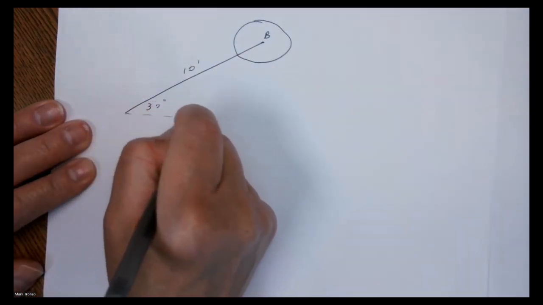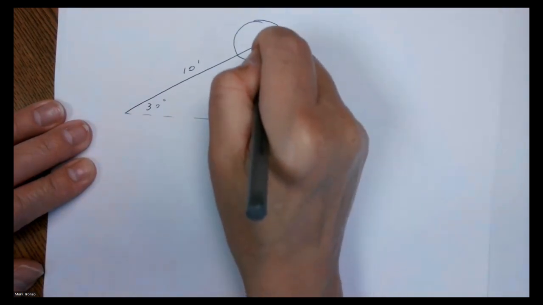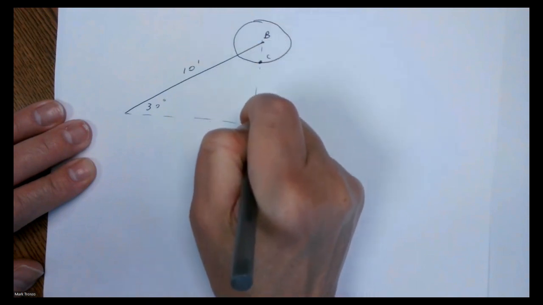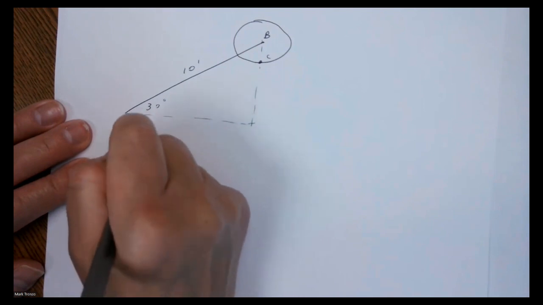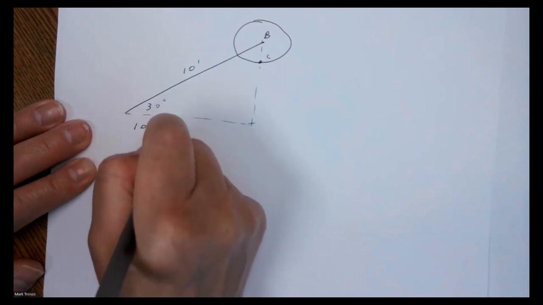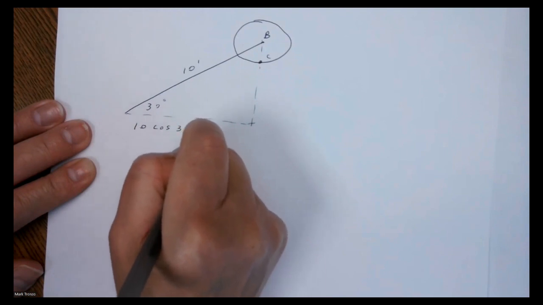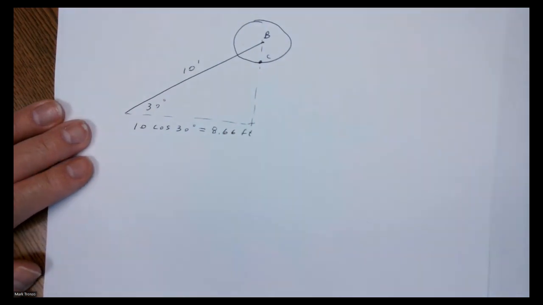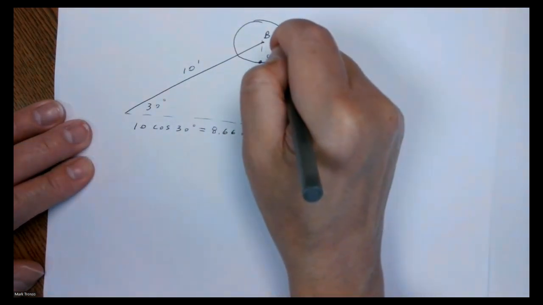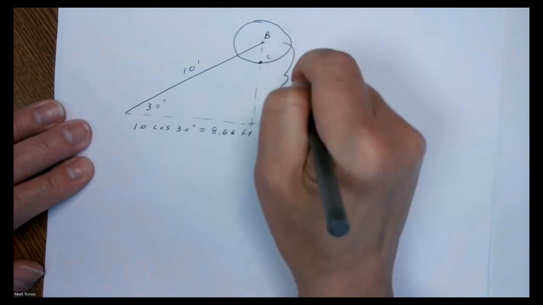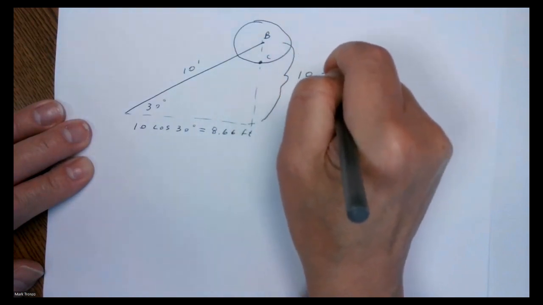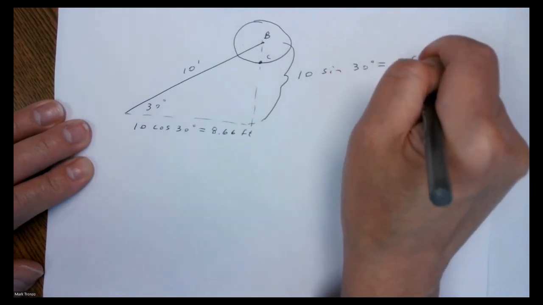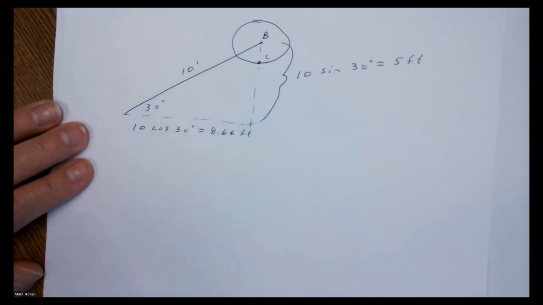And so over here, now again, we're interested in the point C, but we're going to have to do some other stuff here. So again, this side here is going to be 10 cos 30 degrees, or 8.66 feet, like this. And then this whole side over here, that's going to be 10 sine 30 degrees, which is 5 feet, like this.